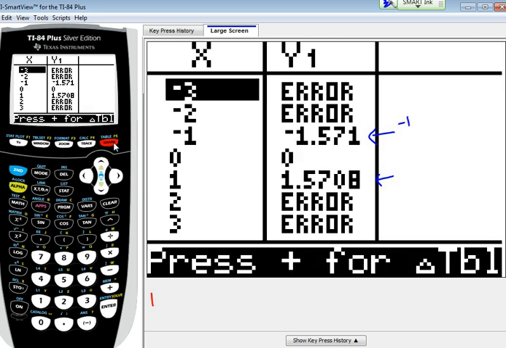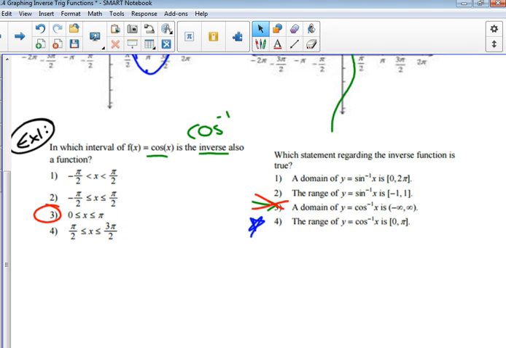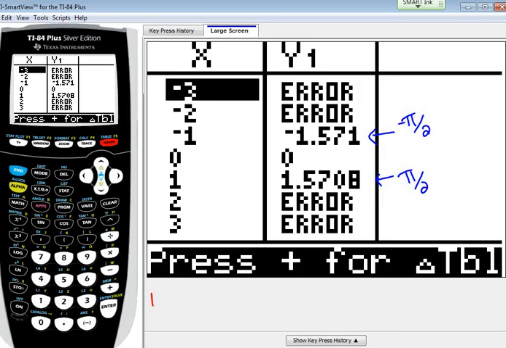This would be like negative pi over 2 then, and this would be like your positive pi over 2. Okay, so the domain is 0 to 2 pi. Let's check this thing out. So the domain, does it work from 0 to 2 pi?